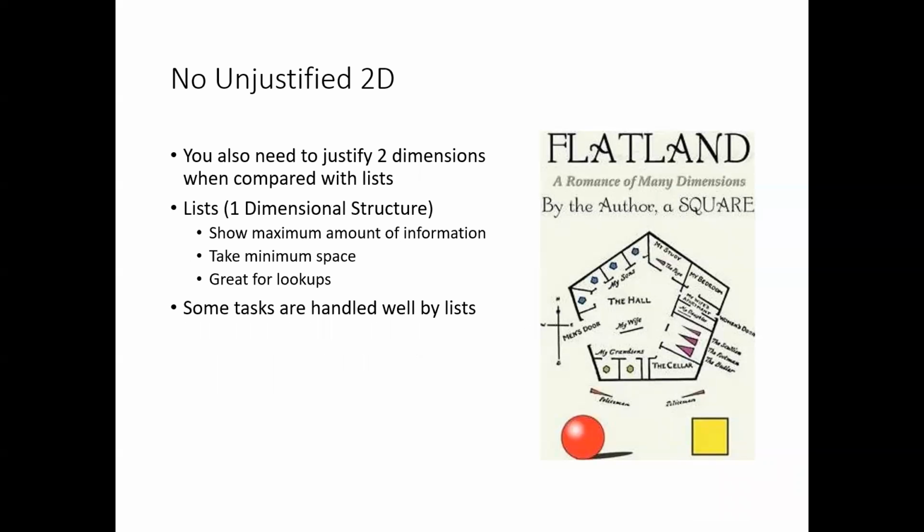Even 2D: if you can get away with a one-dimensional structure, such as a list, then go ahead and do that. Basically, you're showing the maximum amount of information, taking up the minimum amount of space. It's great for lookups and searching through it. And there are some tasks that are handled very well by lists.